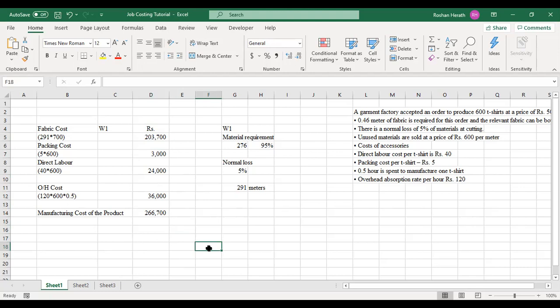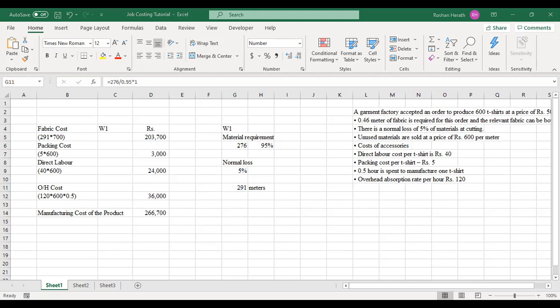So the tricky aspect is the fabric cost, how you have to figure that out. You need to consider that very correctly. It takes 0.46 per t-shirt. So if it is for 600, you need effectively 276 meters. But in order to get 276, because the production process is having some normal losses, you need to allow for that, because the normal loss is something inherent in the process, and we do absorb that cost to the product. So having considered that, you take the 291 meters. So that's how we do it.